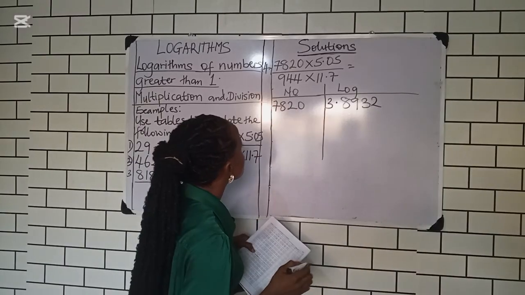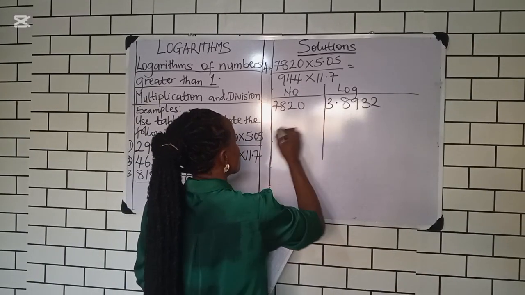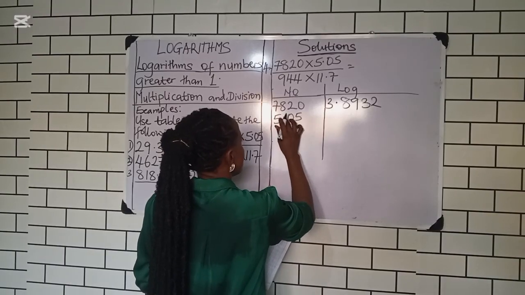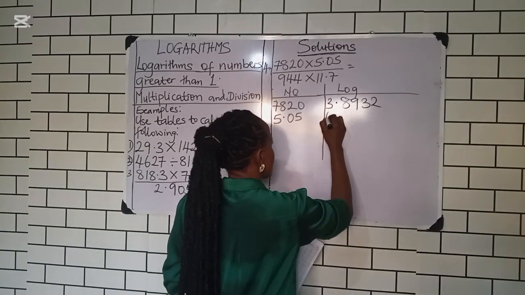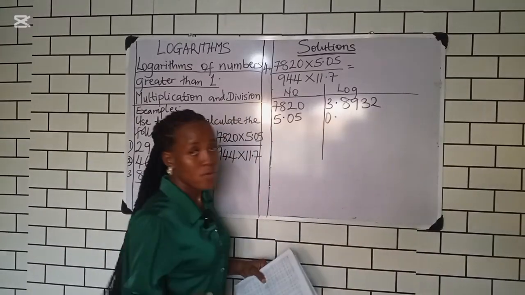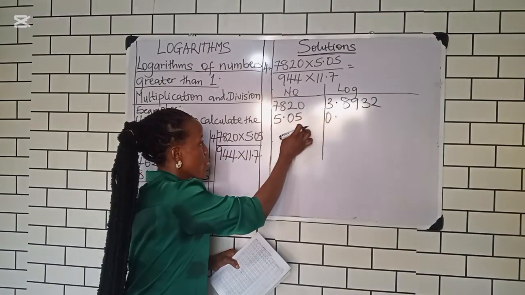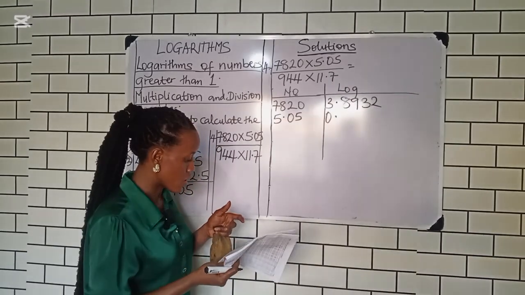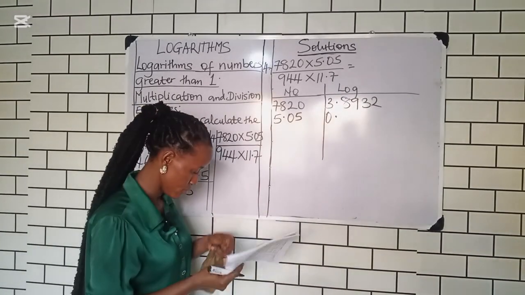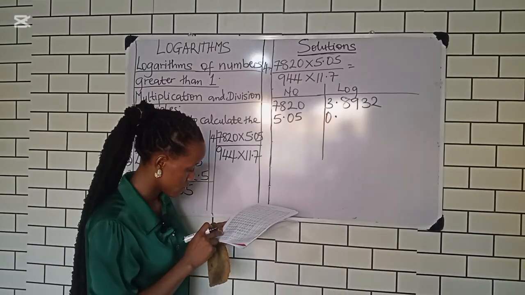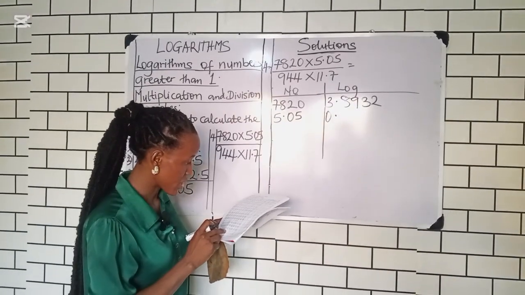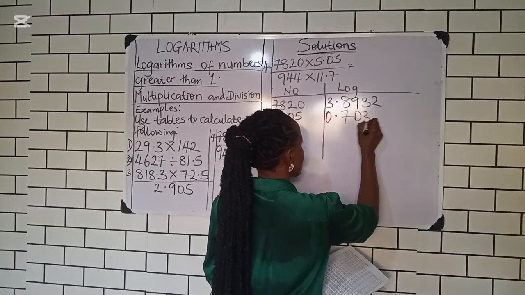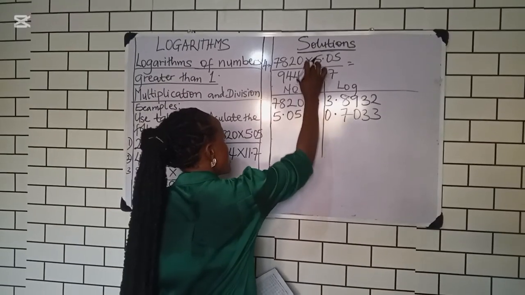Now, the second number here in the numerator, we have 5.05. The characteristic part here is 0. Put your decimal point. We're going to look for 50 under 5 using our logarithm table. 50 under 5 is 7033. And the sign we have here is multiplication.